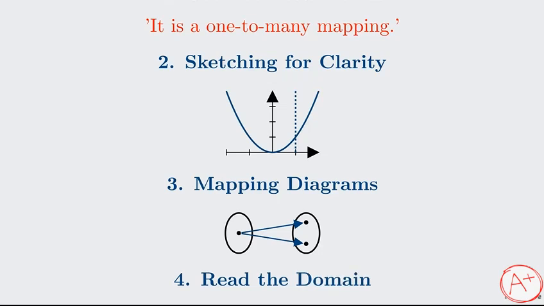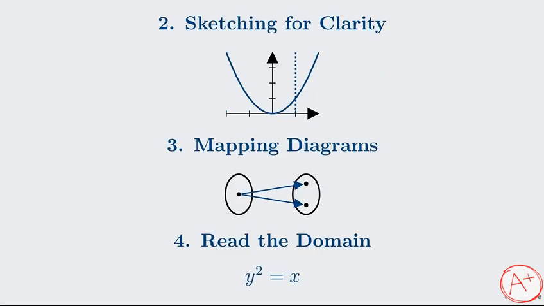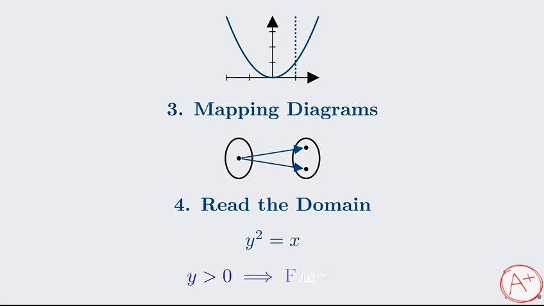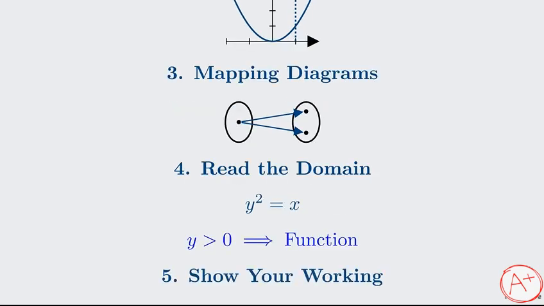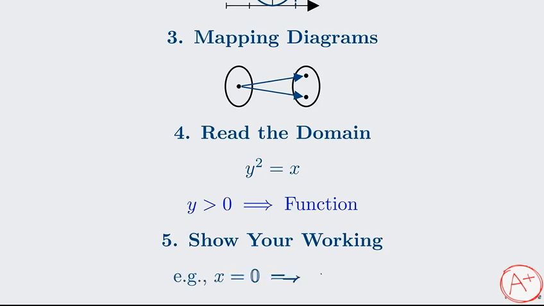Fourth, always read the domain. Check the domain specified in the question. Sometimes a relation like y squared equals x is made into a function by restricting y to be only positive values. Finally, show your working. Even if a question is only worth 2 marks, show the substitution you use to prove a one-to-many relationship. This ensures you get method marks even if your conclusion is slightly off.